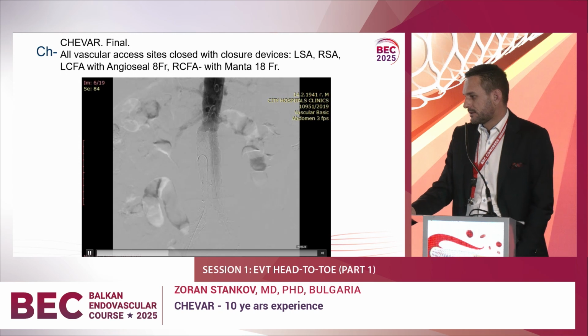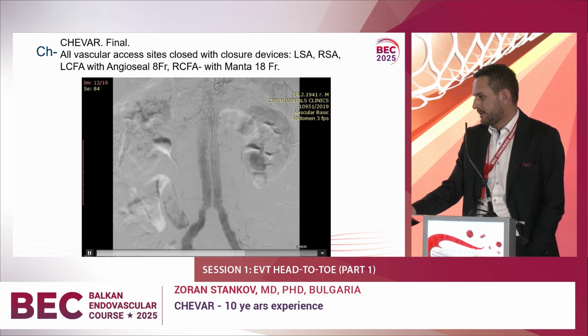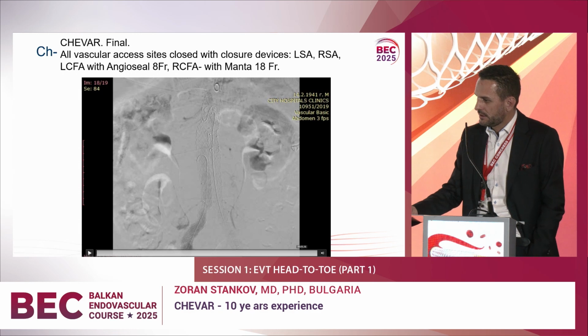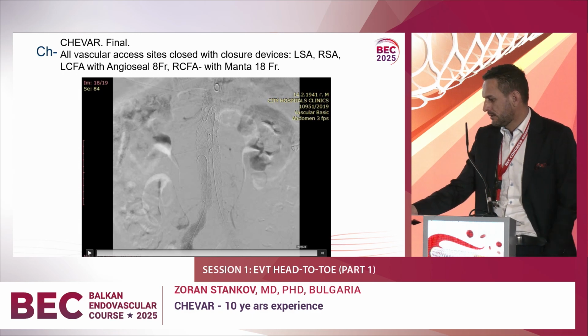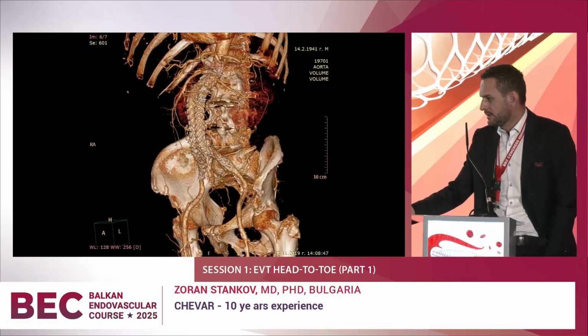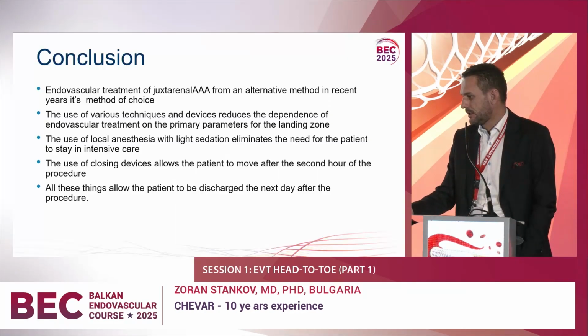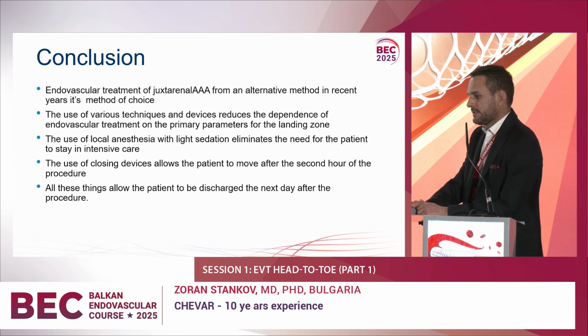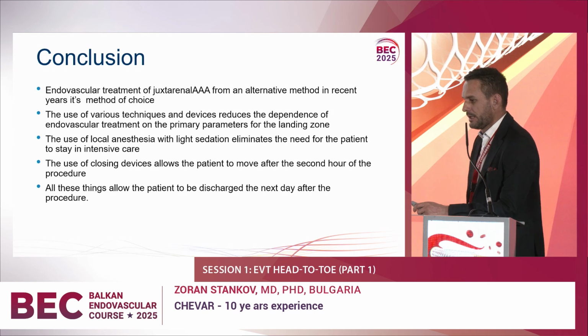This is the final result. We see patency of all visceral and renal arteries, and an isolated abdominal aortic aneurysm. This is the follow-up of the patient, and in conclusion, we can say the endovascular treatment of juxtarenal abdominal aortic aneurysm, from any alternative method in years, can be the method of choice.